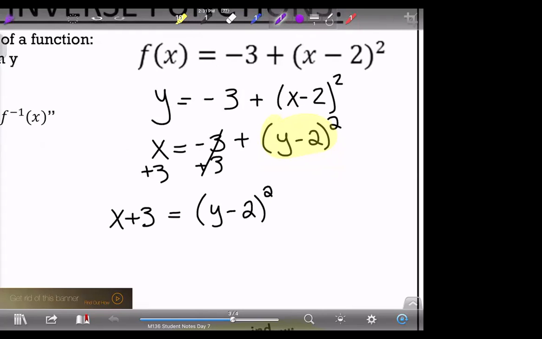Now remember I said a couple minutes ago that if you want to get rid of a power, you need to take the same root. So in this case, the power I have is 2. So I need to take the second root or the square root. If I take the square root of one side, I also have to take the entire other side and find the square root of it.